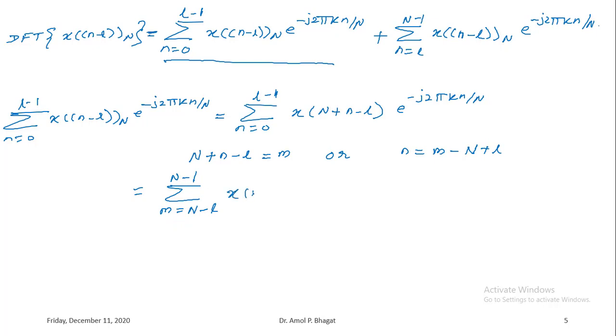So here it will be x of m, because this value is replaced by small m, and again here I will make those adjustments. So it will be 2 pi k in place of n, if I am substituting this complete value, that is m minus n plus l. So here it will be simply e to the power minus j 2 pi k, m plus l divided by n.